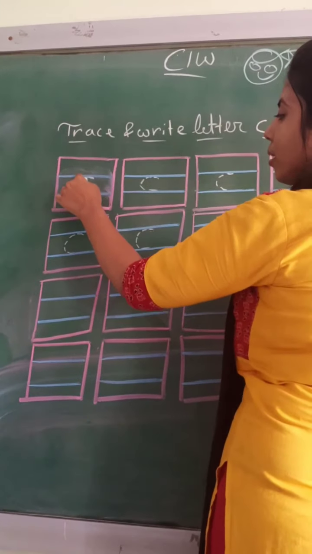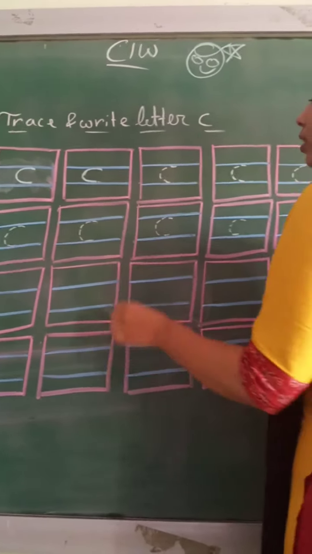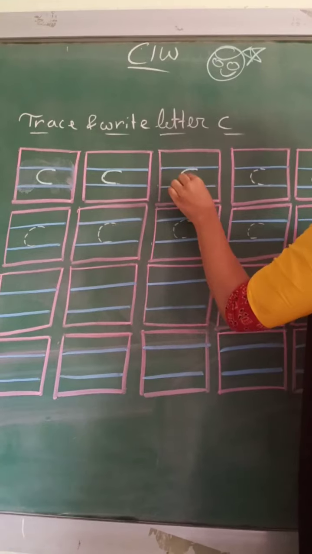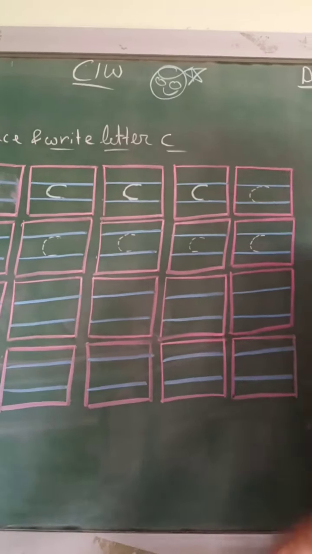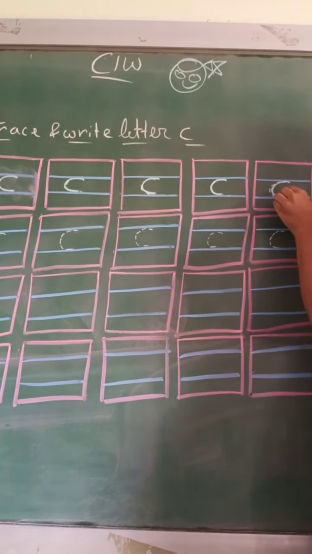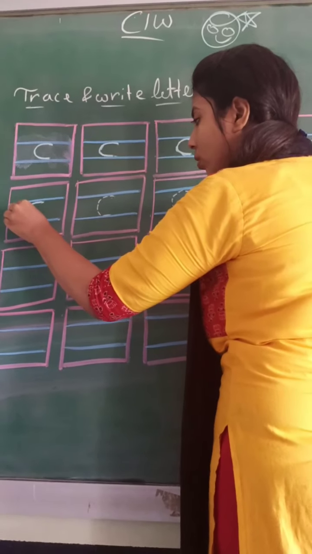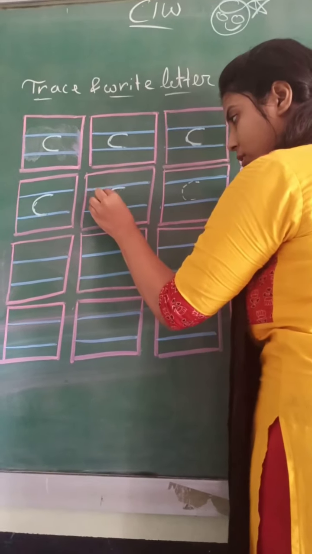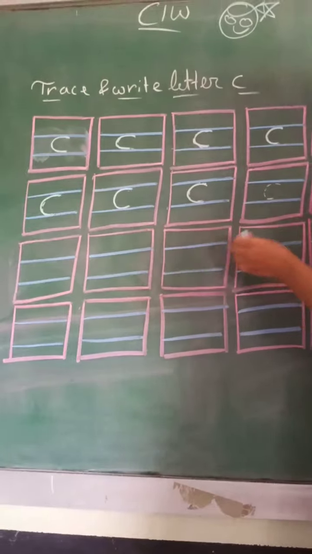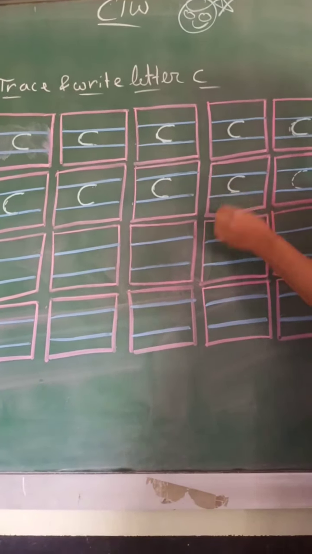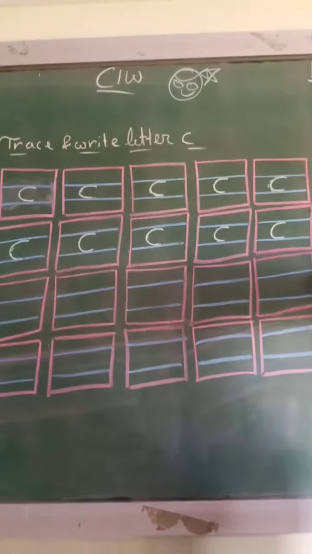So, between two lines we have to write, okay? What is the phonics sound of letter C? K. C. K. C for cat. K. In the first two lines we trace the letter C. What do we have to do? In two lines we have to trace C. Like this, between two blue lines. Like this. Okay, so small letter C.